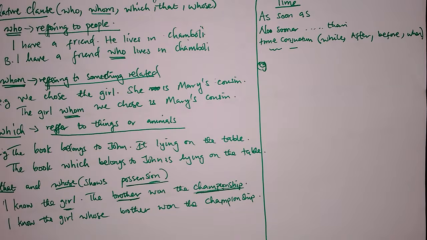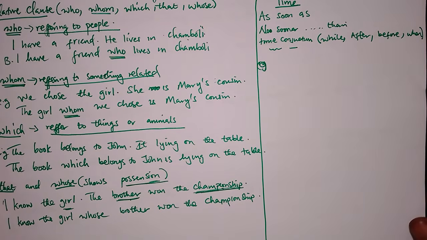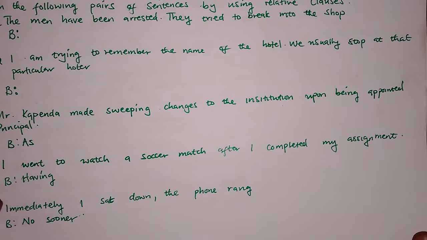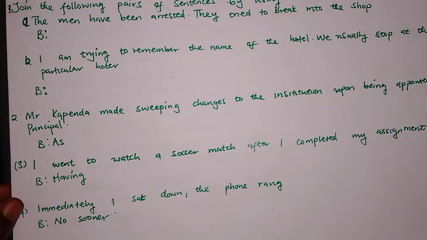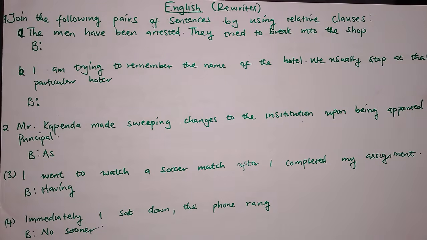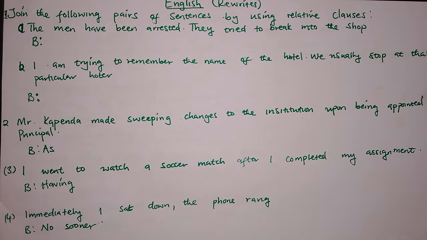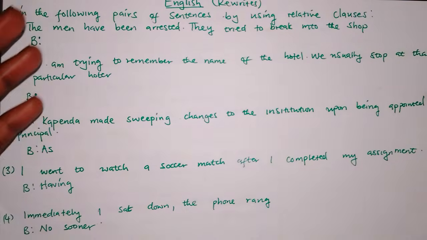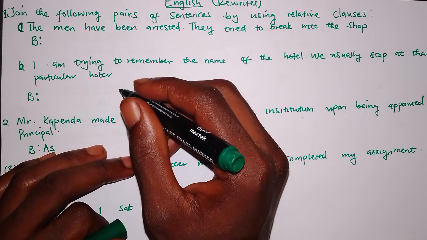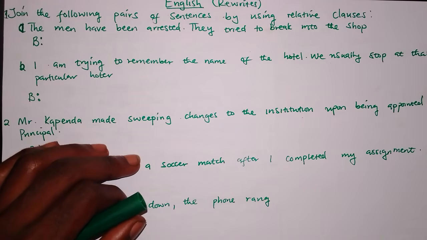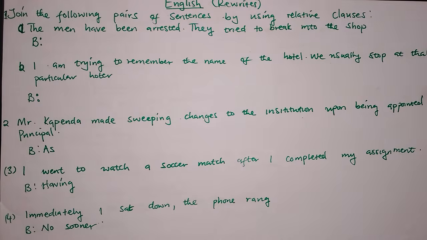Now that we have talked about this, let's look at some examples. These are some of the examples under rewrites. The first example is talking about the relative clause. The question is saying, the men have been arrested. Full stop. They tried to break into the shop. So here, the relative clause we have to use is what? It has to be related to people, because men are people. So you can say the men who have been arrested tried to break into the shop.